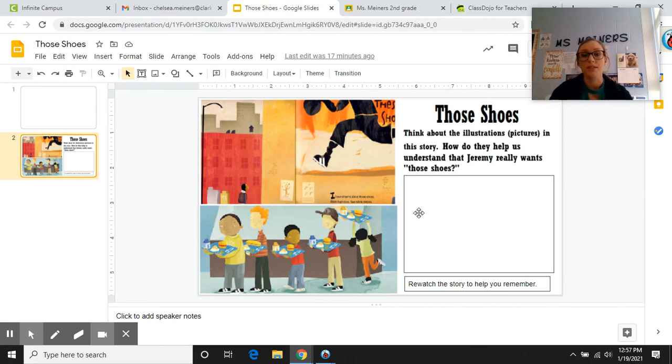All right, remember to start all of your sentences with a capital letter and make sure they all have punctuation at the end. I want you to try to write at least 2 sentences to explain how the illustrations in this story help us understand that Jeremy really wants those shoes.